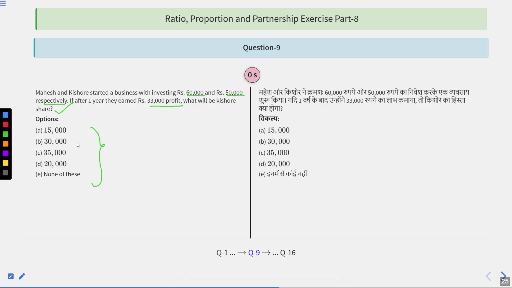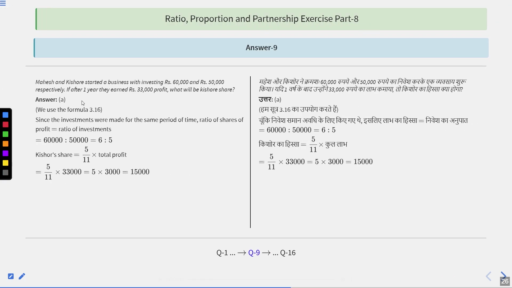Now time's up. Let's see the solution. We are again using the 3.16 formula, which says that profit share will always be equal to the investment multiplied by time. So the investments were made for the same period of time, so the ratio of share of profit is equal to the ratio of investment. We have clearly discussed it. Their shares in the business are 60,000 and 50,000, so we make the ratio, which becomes 6:5.